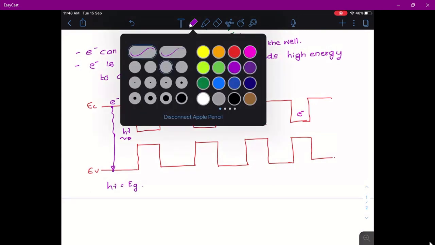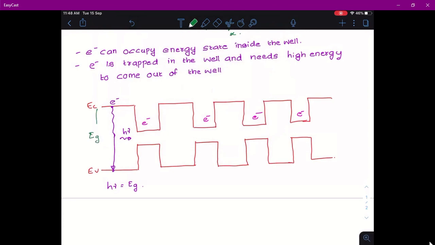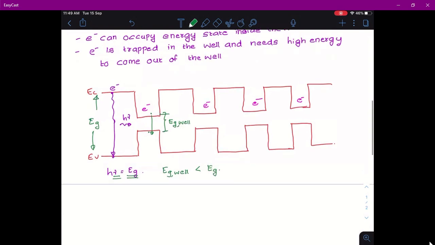Okay. So, if this is Eg, corresponding to this band gap you have a corresponding frequency. So, what if an electron from the quantum well jumps to the conduction band, valence band in this band gap? Let us say this band gap is called as Eg well. You see, the Eg well is less than the Eg, which means Eg well will produce a new photon of frequency, let us say h nu 0, which is equal to Eg well.